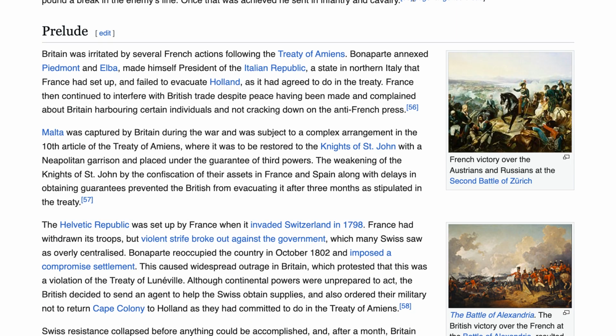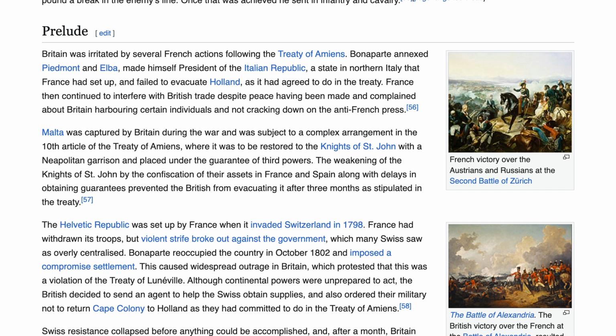Prelude. Britain was irritated by several French actions following the Treaty of Amiens. Bonaparte annexed Piedmont and Elba, made himself president of the Italian Republic, a state in northern Italy that France had set up, and failed to evacuate Holland, as it had agreed to do in the treaty. France then continued to interfere with British trade despite peace having been made, and complained about Britain harboring certain individuals and not cracking down on the anti-French press.